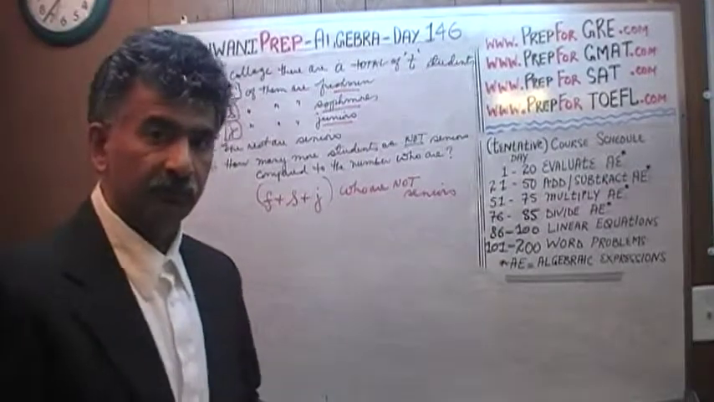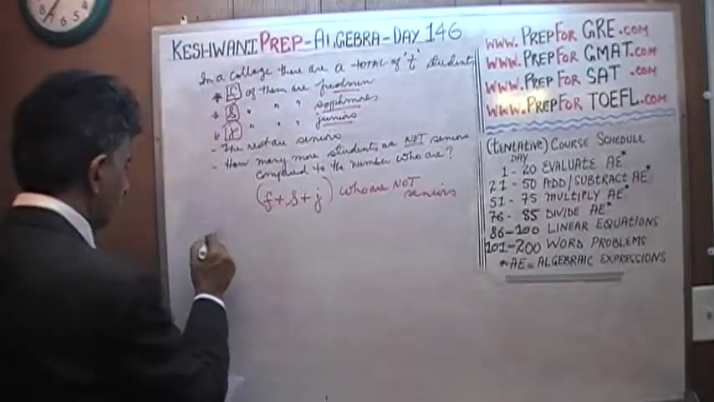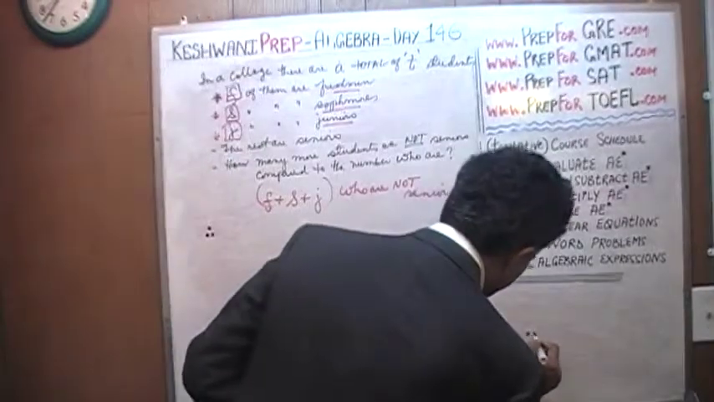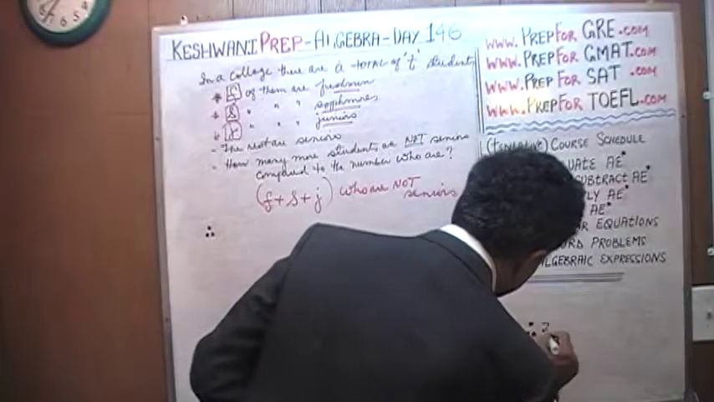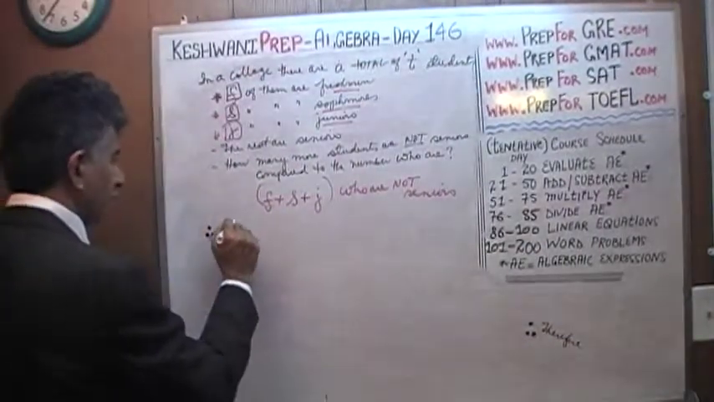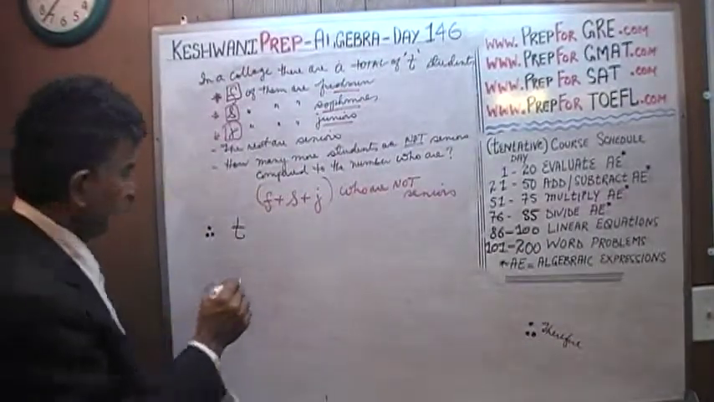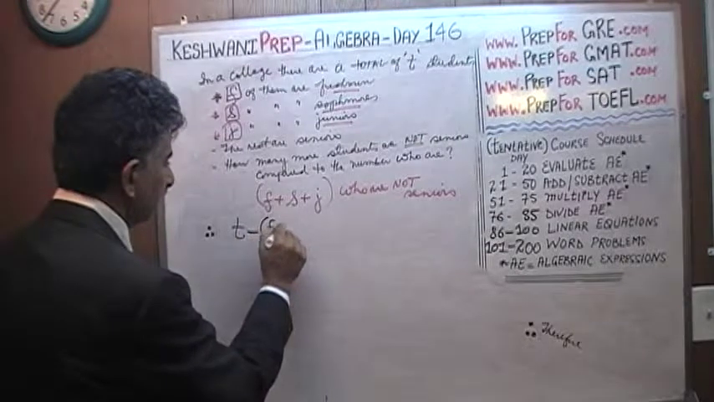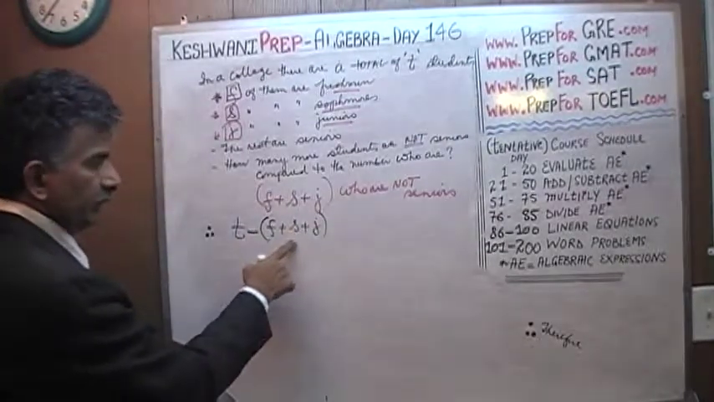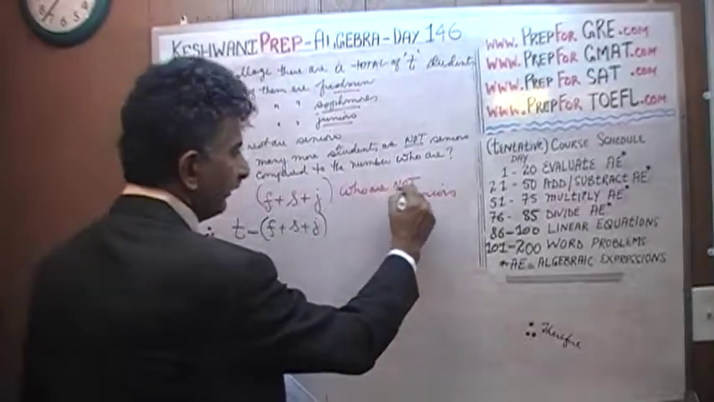Now, how do we figure out the number that are seniors? The number of students that are seniors would be, therefore, this symbol, three dots like this, means therefore. Therefore, the total number of students that we have minus the number of students who are not seniors.